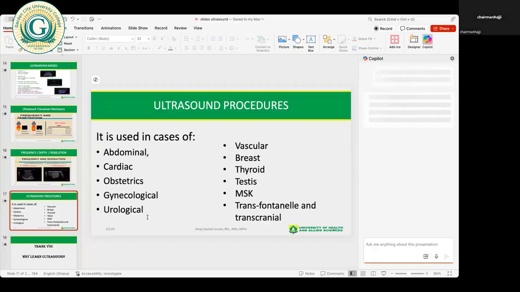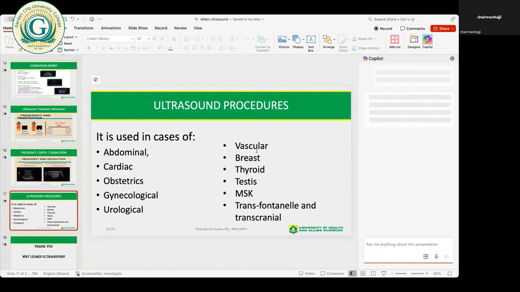Urological ultrasound, which although women perform, is mostly done for men by virtue of the prostate and its interaction with the urological system. Then we have vascular ultrasound, where we visualize the blood flow in the various body parts. We can do it for the abdominal aorta, the IVC, the portal vein. We can do it for all the vessels in the body.